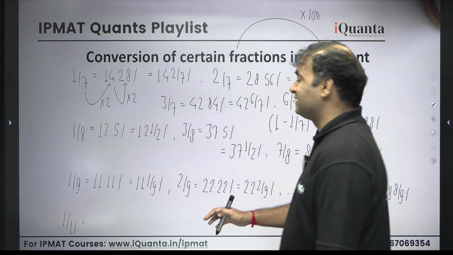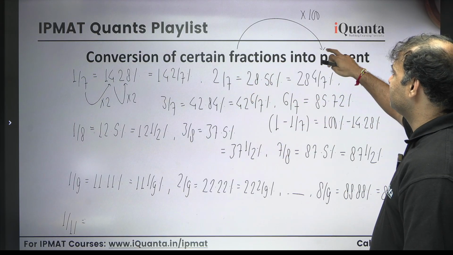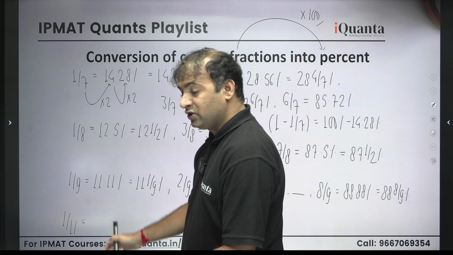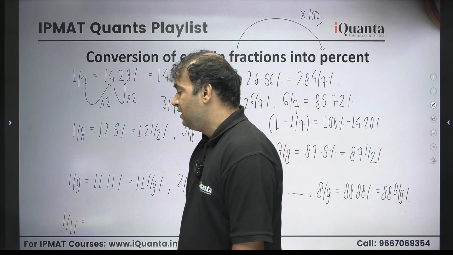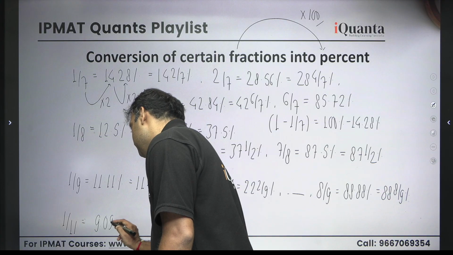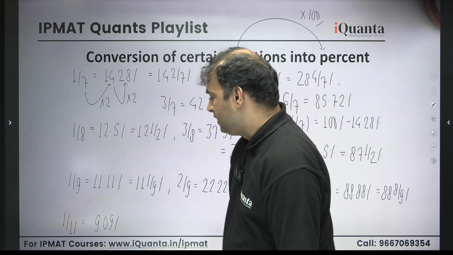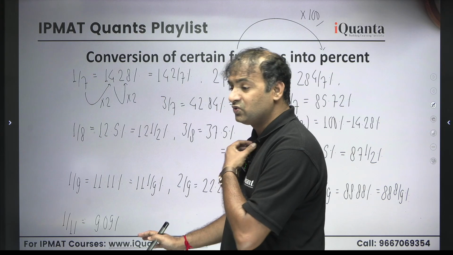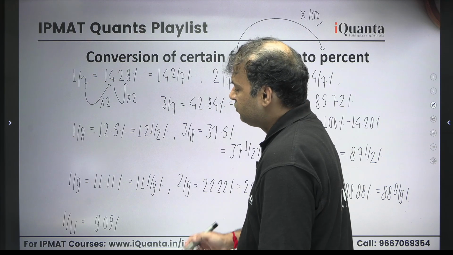Again doing the same thing, converting the fraction into percent by multiplying by 100, right? So if you multiply 1 by 11 into 100, it has to be 100 by 11, and 100 by 11 has to be 9.09. If you do, you will actually find it, right? But you know that I'm telling you the trick to remember all of them, so there should be a trick for this as well. Actually, yes, right? What is the trick here?